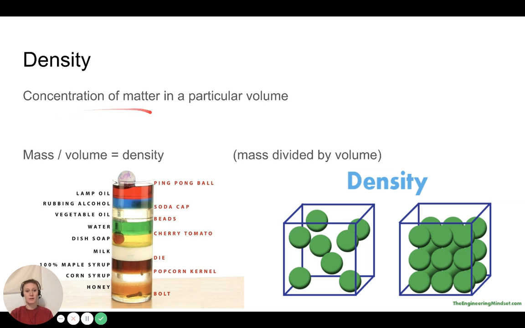Density is the concentration of matter in a particular volume, or mass divided by volume is density. Things that are more dense sink. Things that are less dense float. For example, we have two objects with the same volume, one with less density, one with more density. Less mass, more mass.